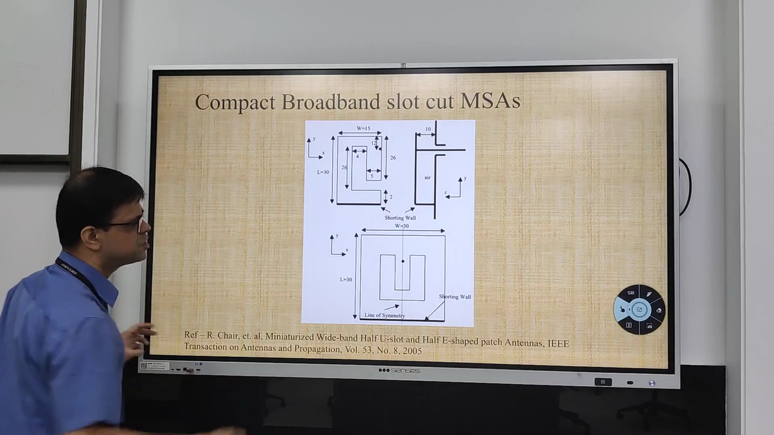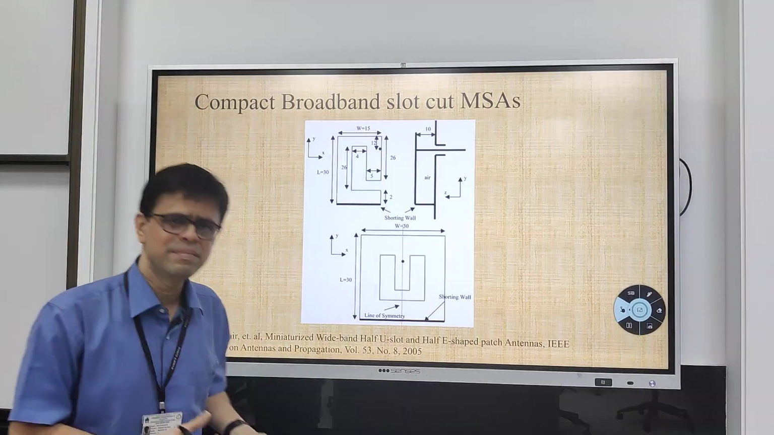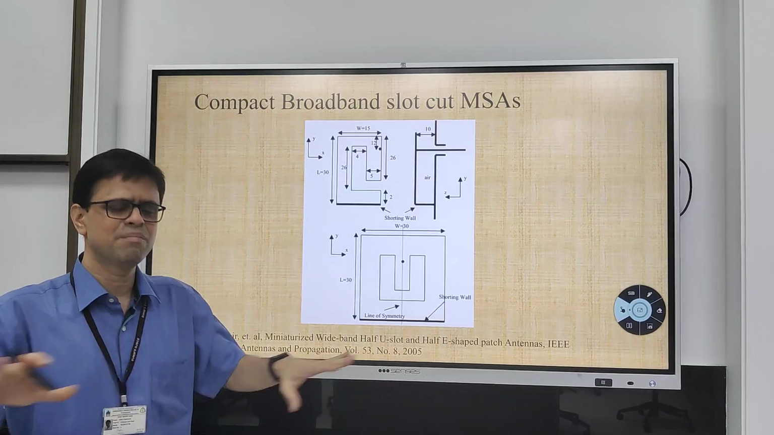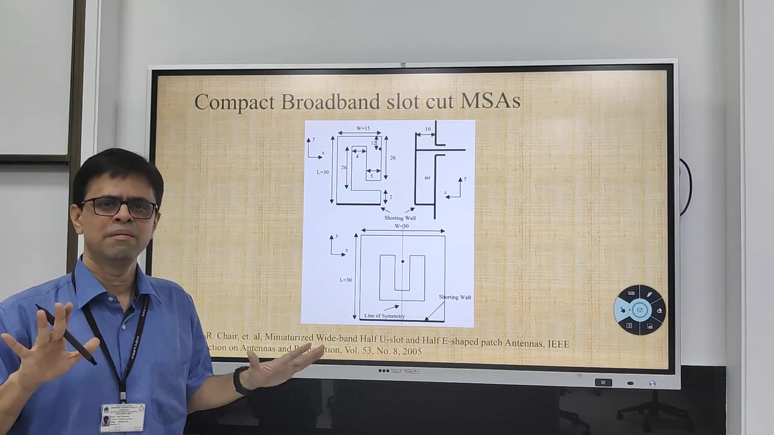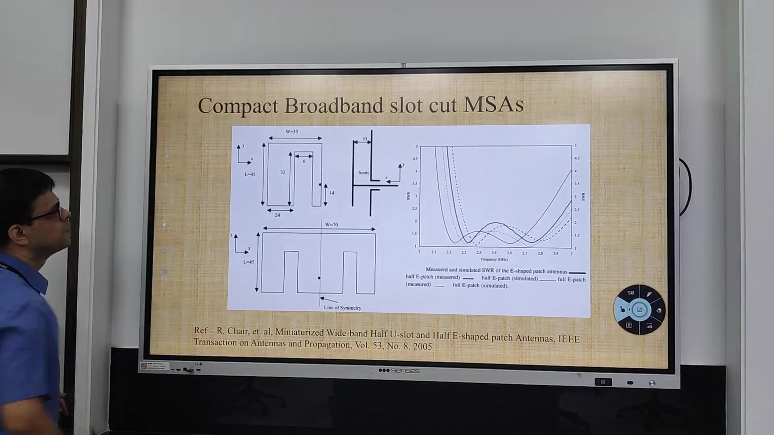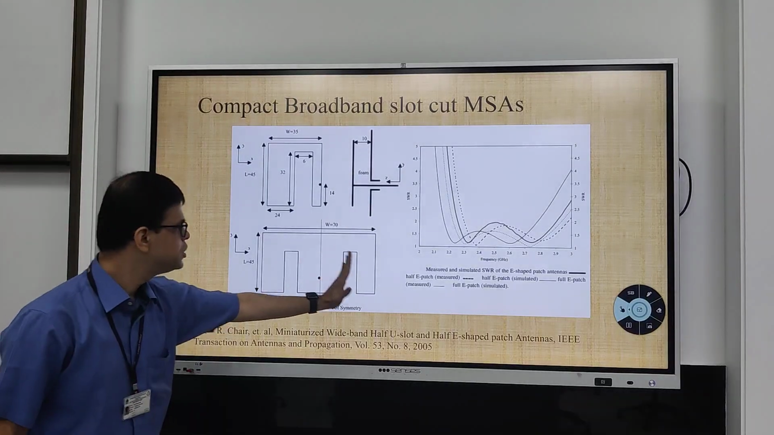The reference for this paper is also shown. In fact, there are many such variations. I can design the wideband antenna using E-shaped patches also, V-shaped slot also. There are n number of configurations which are possible to realize. That's what I mean by this. This is the E-shaped patch. So you have an E-shaped antenna.